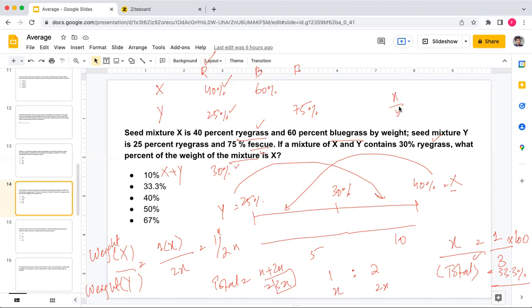Percentage of weight of X. So that is X over total. And in X, we have X over 3X, which is 1 over 3 into 100, which is 33.3%.